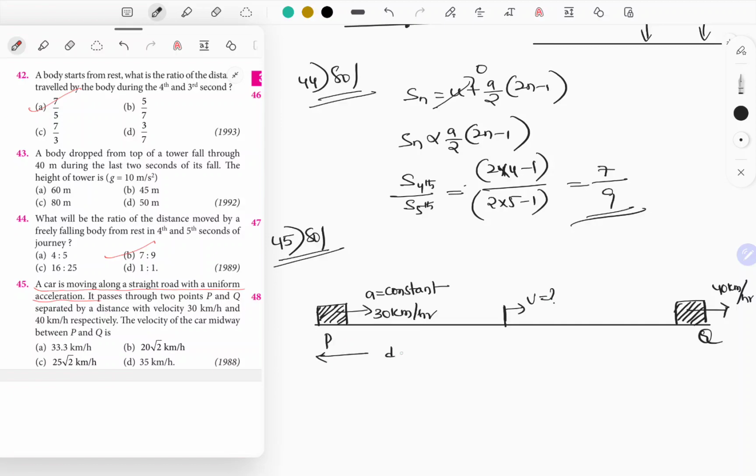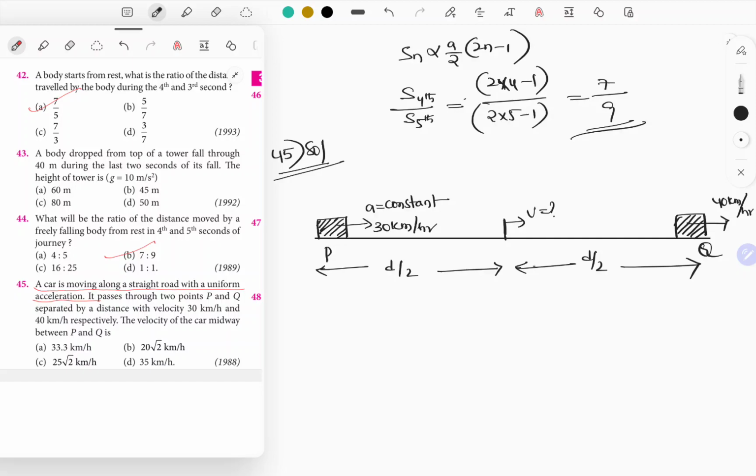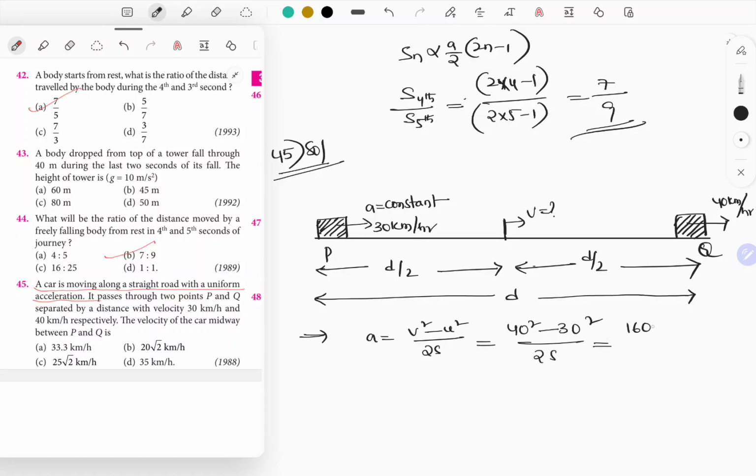Let's say the distance of separation is d by 2 and d by 2. I assumed the total distance as d. That is the reason I represented half of the distance as d by 2. So acceleration is equal to v square minus u square by 2s, which is 40 square minus 30 square divided by 2s. 40 square is 1600, minus 30 square, which is 900, divided by 2s. Then acceleration is 700 by 2s, which is equal to 350 by s.